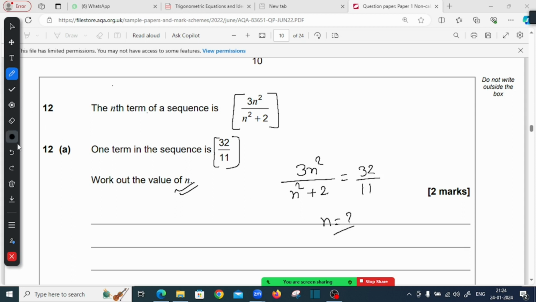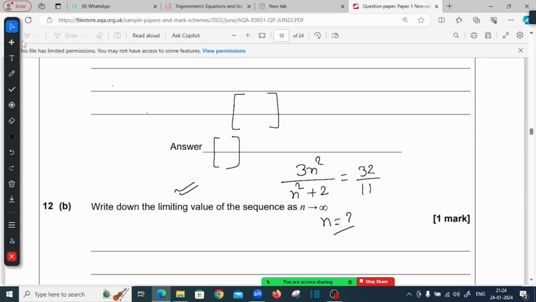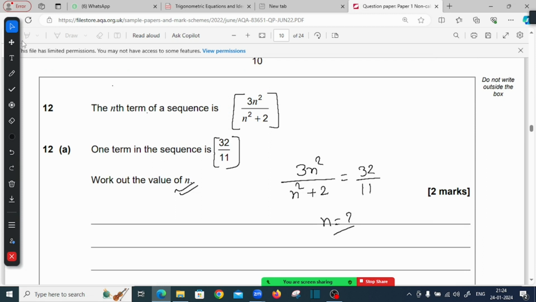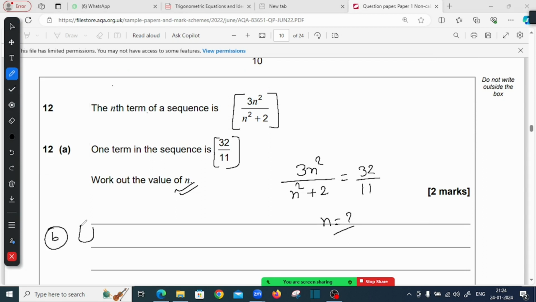The second part is conceptual. It is asking what will happen if n tends to infinity. See, if n tends to infinity, what is going to happen to its limiting value? So the question will look like this. It's B part. Limit n tends to infinity, the nth term is 3n square upon n square plus 2, right?